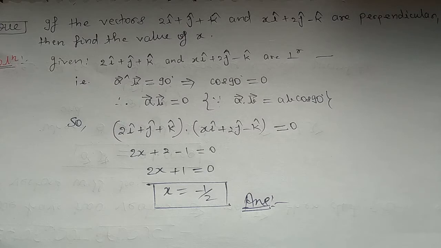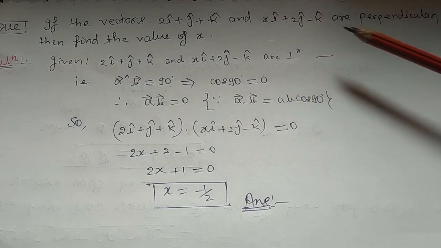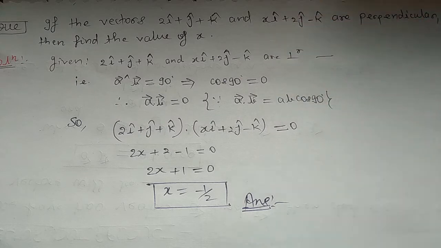So the question is, if the vectors 2i cap plus j cap plus k cap and xi cap plus 2j cap minus k cap are perpendicular, then find the value of x. So here we have to find the value of x.